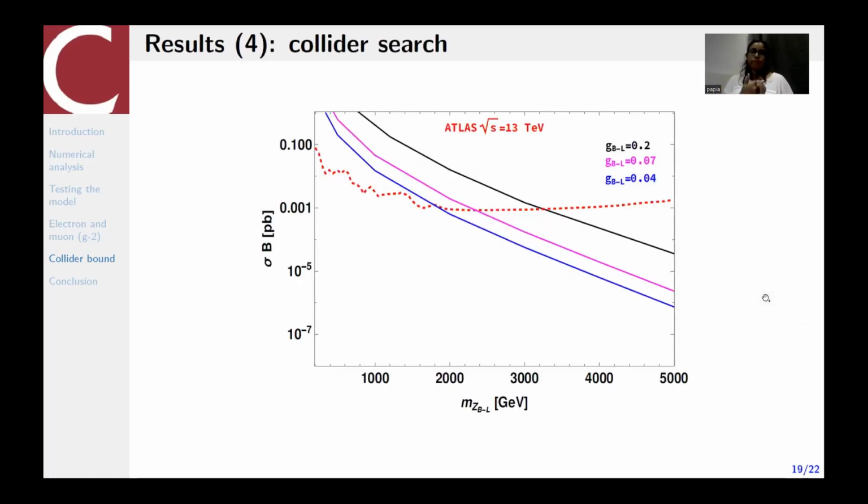Can you please go to the next? Yeah. So in that next slide, you can see the collider searches we have plotted. What is on the y-axis? The y-axis is sigma times B, which is the cross section times branching ratio, and the x-axis is the mass of the Z_{B-L} in GeV. The collider experiment data we are taking is the ATLAS experiment. ATLAS sqrt(s) = 13 TeV data is given by the red dotted line, and whatever results come from our model are shown in black, magenta and blue. You can see that for different values of g we have different parameter space, but most of the parameter space is allowed by the experiment.